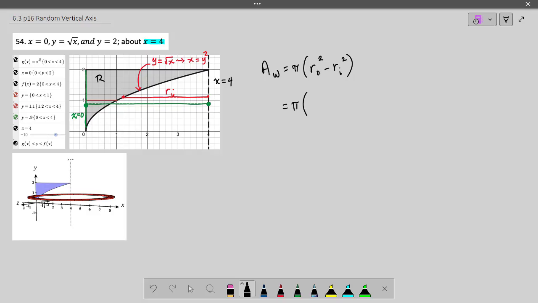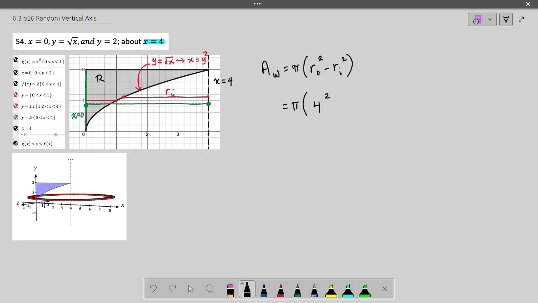Say again? 0. This whole green segment is 4. So it's going to be the right x, which is 4, minus the left x, which is 0. So it'll be 4, and then we square it. And another way to think about that is no matter where you draw your representative element, the distance from the left curve to the right curve is always going to be 4. The distance from the left to the axis is always going to be 4. It doesn't matter where you draw your element. Because this is a vertical line, that distance is always 4. The outer radius will always be 4.